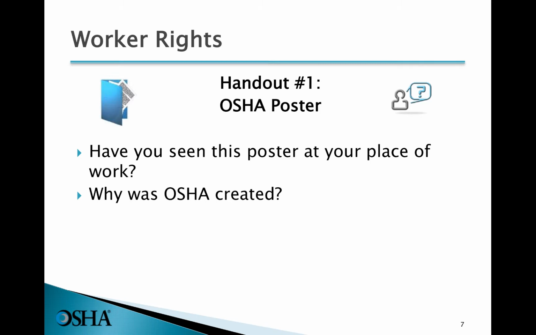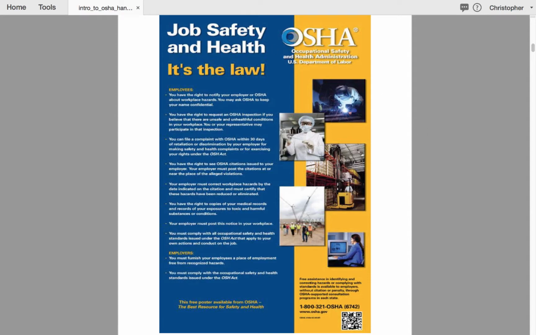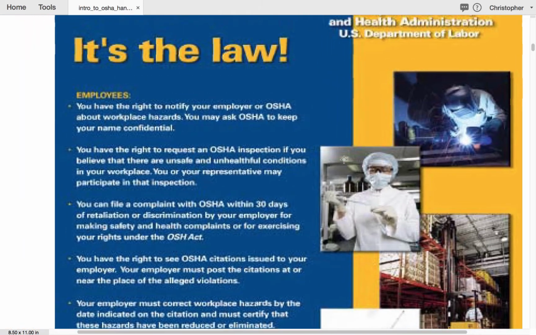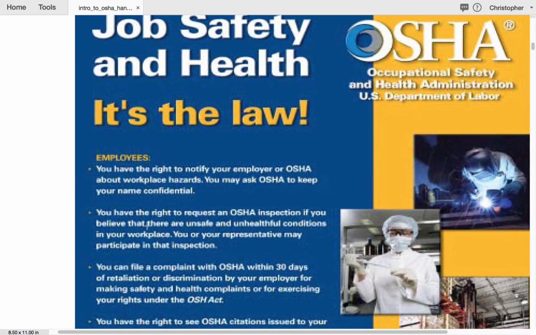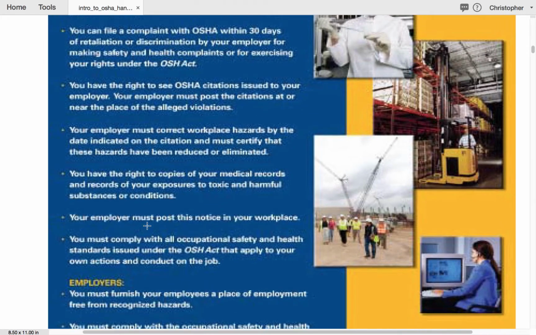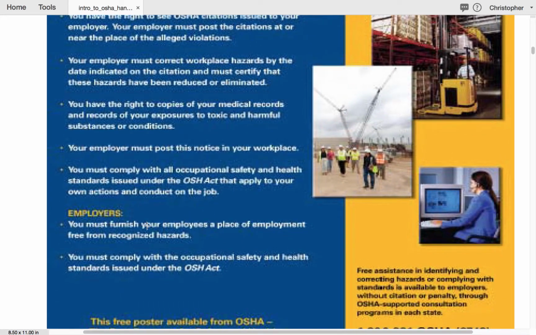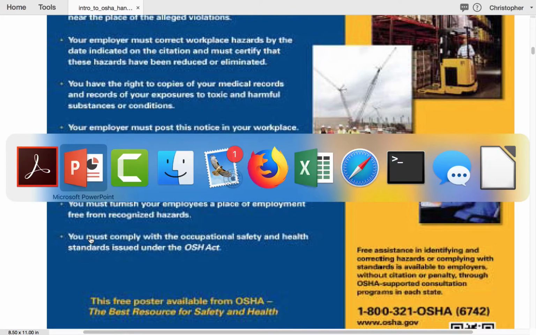Okay, I'm going to flip screens here, but I want you to see if you've seen this poster at your place of work. You need to know why OSHA was created. This is a poster that's supposed to be in all workplaces. It starts off by saying OSHA, job safety and health, it's the law, and it goes through your rights that I just read to you. And it tells the employers what their rights and responsibilities are. This poster is available for free from OSHA. So if you don't see it, and if you're an employer, you may want to pick it up or order it.